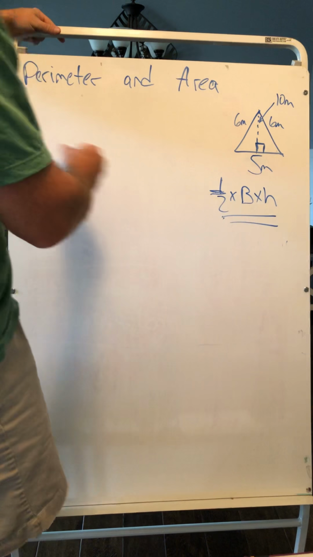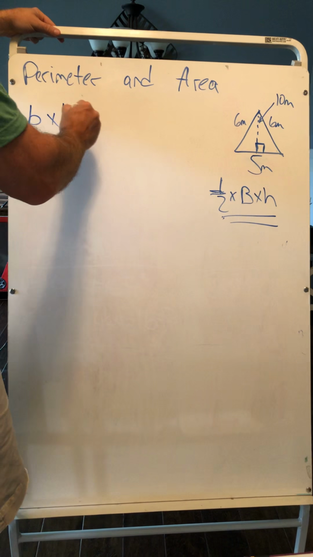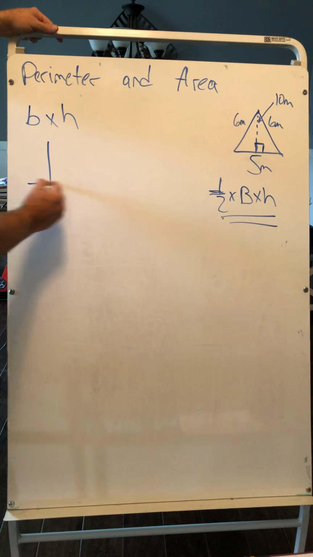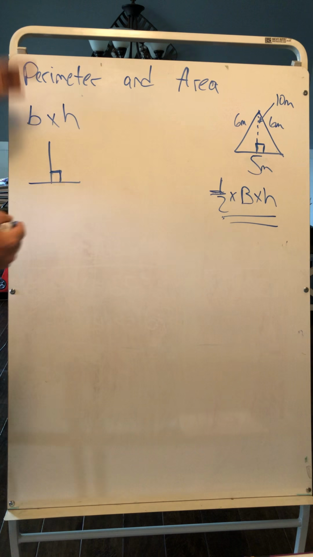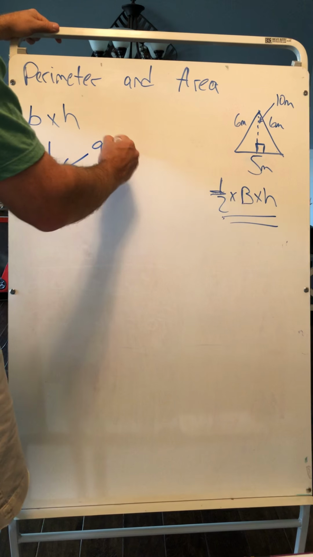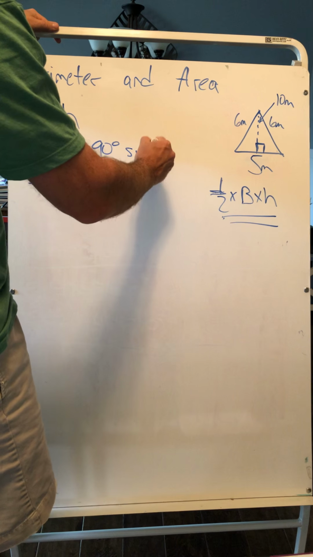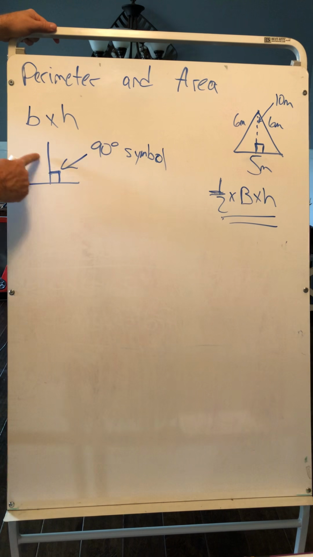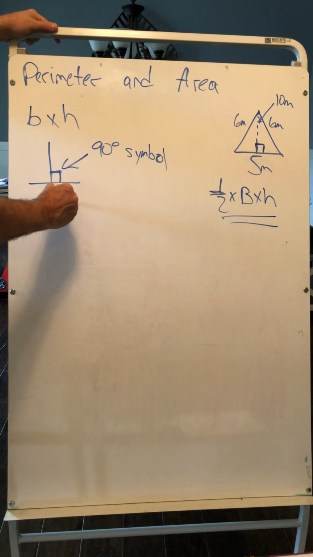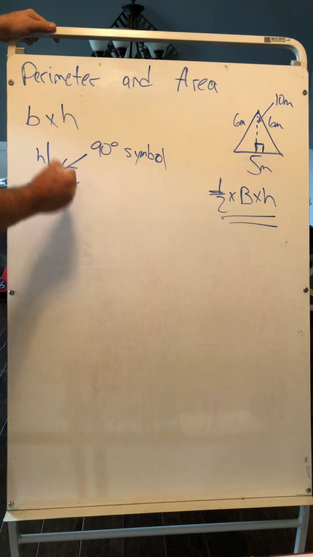Well, what makes a base and a height? It's going to be where you see a 90-degree symbol. You have to see a 90-degree symbol. That's going to be your 90-degree symbol, with the 2 sides that touch. That's your base and that's your height.